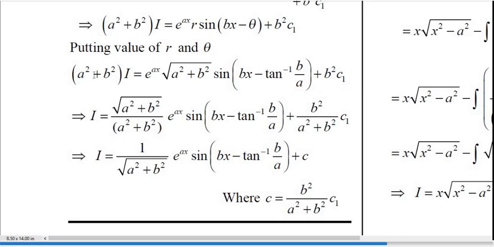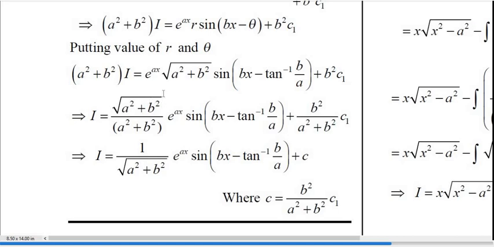This (a square plus b square) is multiplying on the left hand side. Moving it from the left side to the right side, we get I is equal to square root of a square plus b square over a square plus b square, e power ax sin(bx minus tan inverse of b over a), plus b square divided by a square plus b square into c1. This and this cancel because its power is 1 by 2.